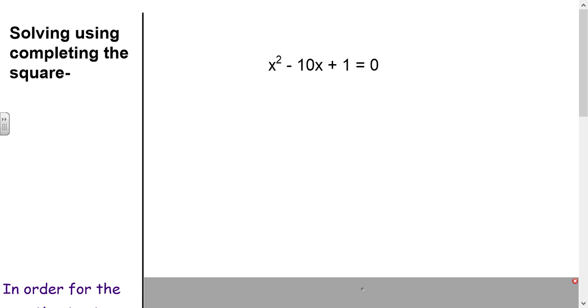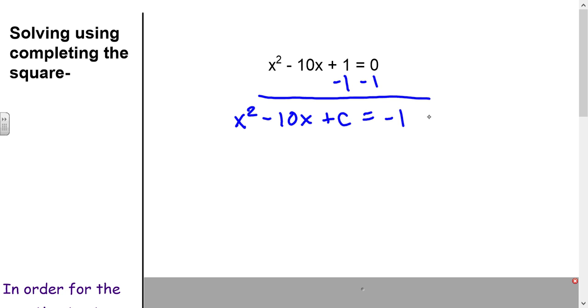So what I need to do first is I need to make a spot for my c value here. So I need to move this 1 over to the other side. And then I'm going to make a spot for my c value so that I can complete the square. So I'm going to have x squared minus 10x plus c equals negative 1. And then I have to add c to both sides. Because remember, when you're doing stuff with equations, you have to keep your equations balanced. So if you add something on this side, you have to add something on this side.